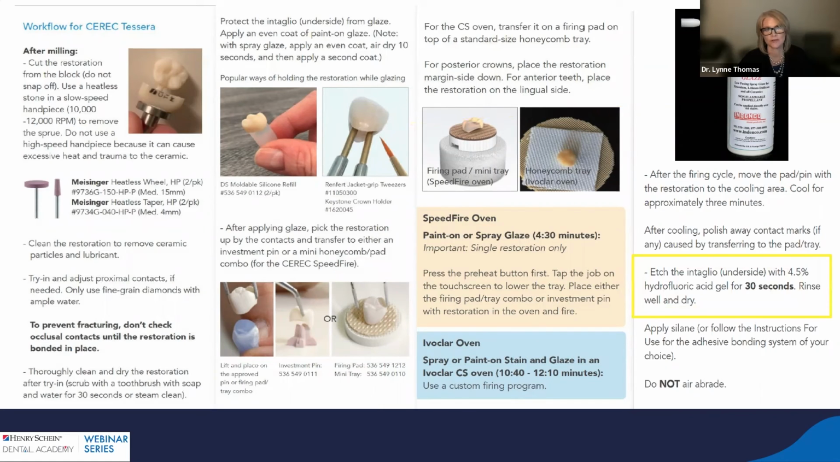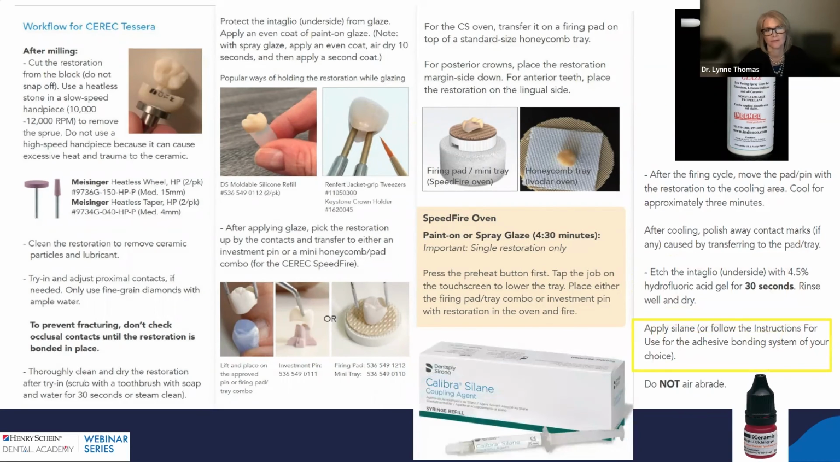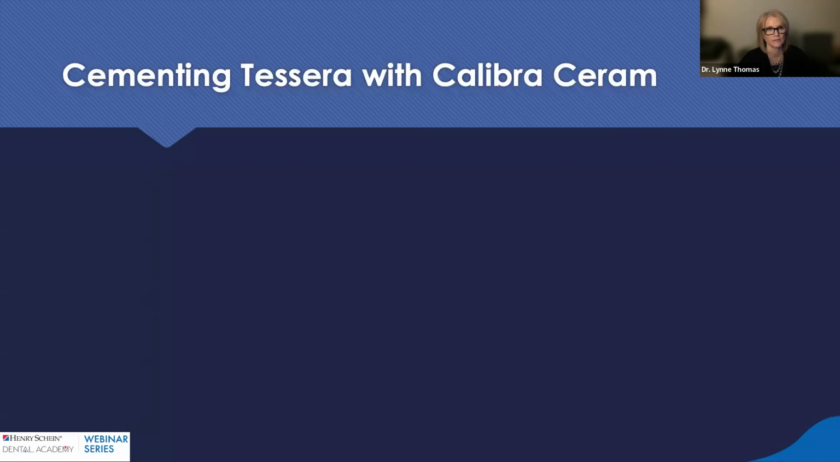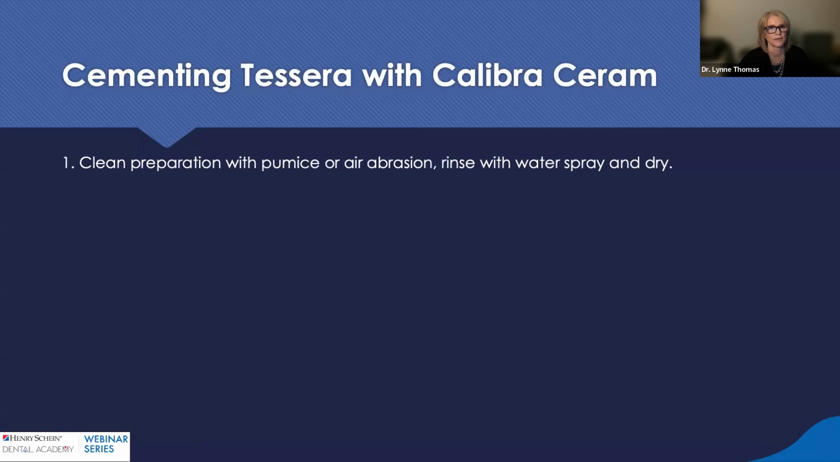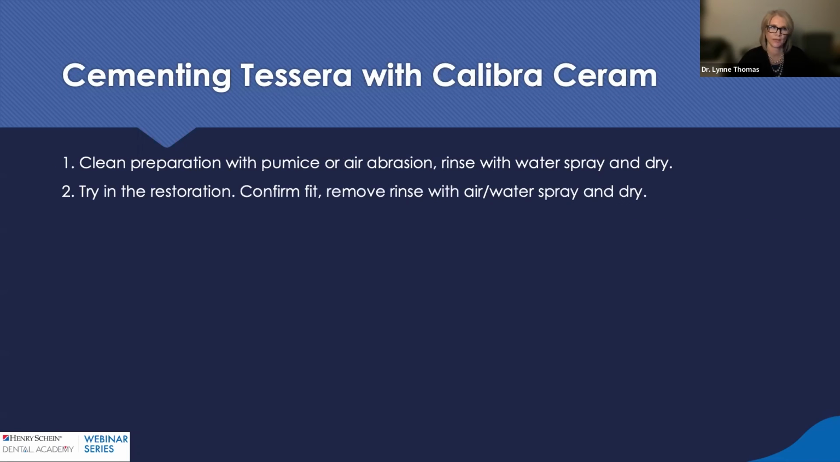Okay, so once you're done trying in your restoration and you're ready to cement, you can use the 5.5 or the 4.5% hydrofluoric acid gel for 30 seconds. You're going to rinse and dry that and apply a silane, and then you're ready to cement. So let's go to a dual cure cement for this cementation with Calibra Ceram. So same process pretty much. We're going to go ahead and clean the preparation, try in the restoration, confirm the fit, take it back to the lab, rinse it off really well.